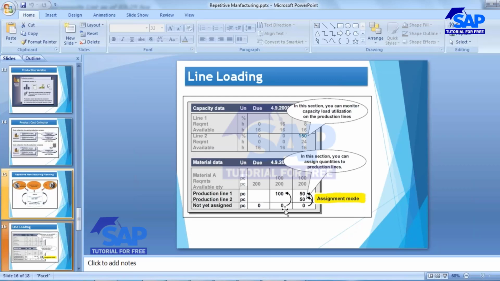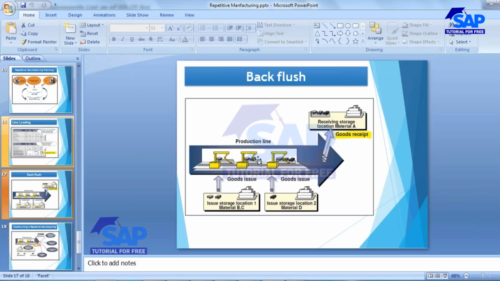Okay, so in the line loading function, basically you assign your production quantities to your respective production lines. That is what you will be doing. Now once that is done, your production activity will get started, and then your production will get completed, and then you do the goods receipt.